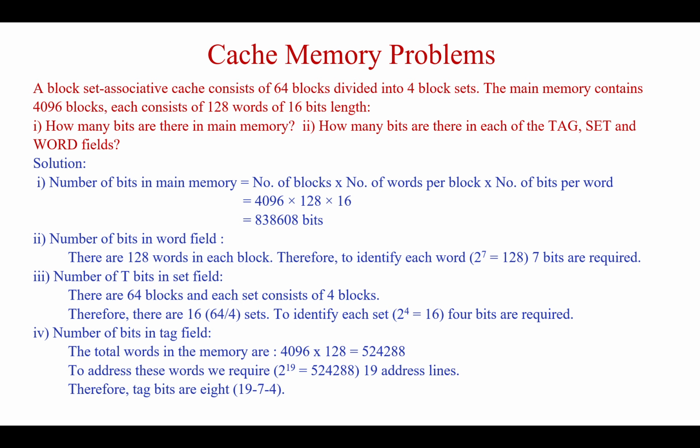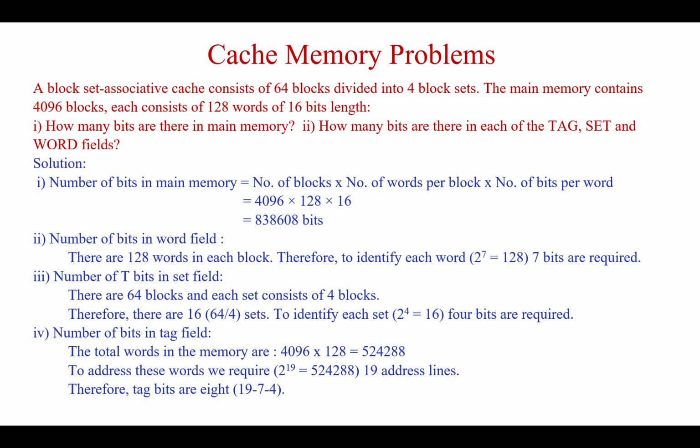This is also one more problem. A block set associative cache consists of 64 blocks divided into 4-block sets. The main memory contains 4096 blocks, each consisting of 128 words of 16 bits length. How many bits are there in main memory? Next, how many bits are there in each of the tag, set and word fields?